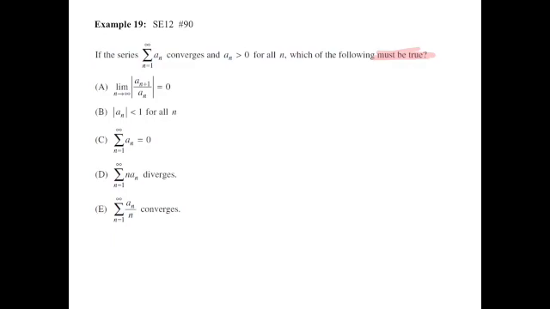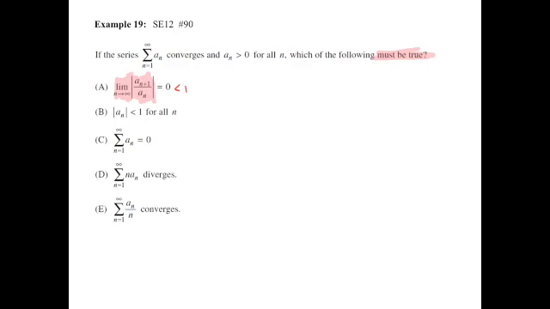So first off, is the limit as n goes to infinity of a sub n plus 1 divided by a sub n equal to 0? So remember this portion right here, that's the ratio test. Now remember, the ratio test, if the series converges, is less than 1. So is 0 less than 1? Yes. However, the problem with this one is that could the limit be not equal to 0?